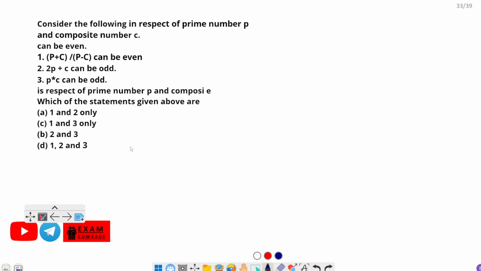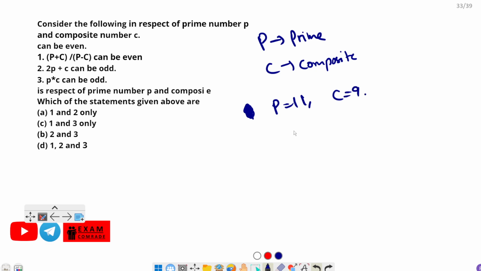Next question is, p is a prime number, q is a composite number. So what is given is p plus c by p minus c can be even. Okay, let's take p is equal to 11 and c is equal to 9. So p plus c will be 11 plus 9 by 11 minus 9, that is 20 by 2, 10. So this can be correct.